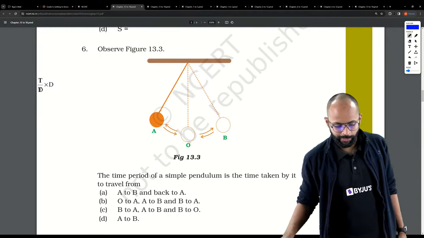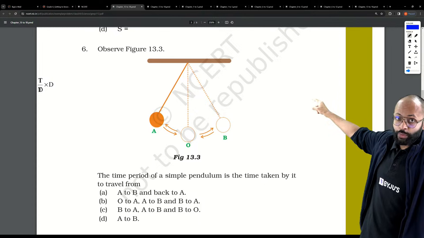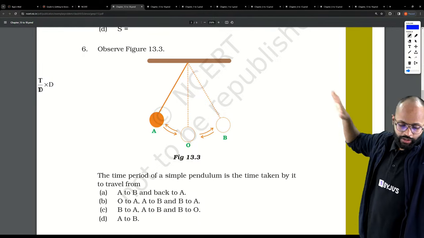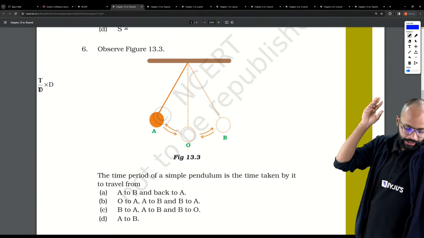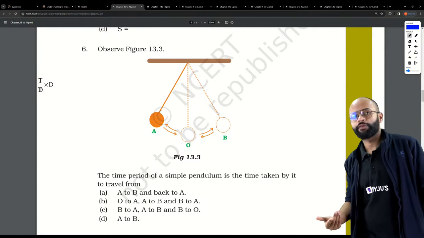Question number 6, come on everybody. Observe the figure. This is a good question, pay attention. Observe figure 13.3. The time period of a simple pendulum is the time taken by it to travel from.